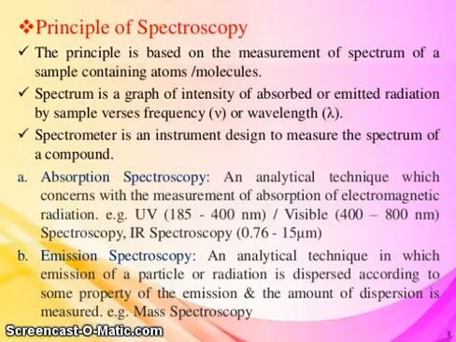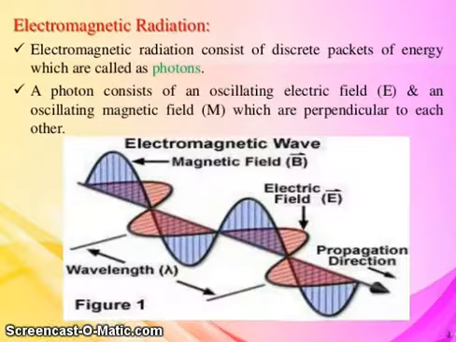So there are two types. Absorption spectroscopy is an analytical technique which is concerned with the measurement of absorption of electromagnetic radiations, for example UV visible spectroscopy and IR spectroscopy. Emission spectroscopy is an analytical technique in which the emission of particles or radiation is dispersed according to some properties of the emission and the amount of dispersion is measured. Example, mass spectroscopy. Now, electromagnetic radiations.